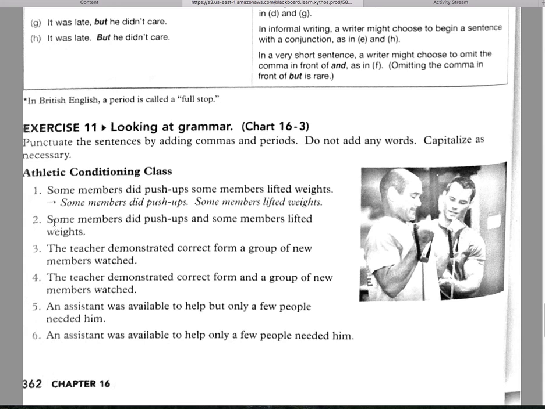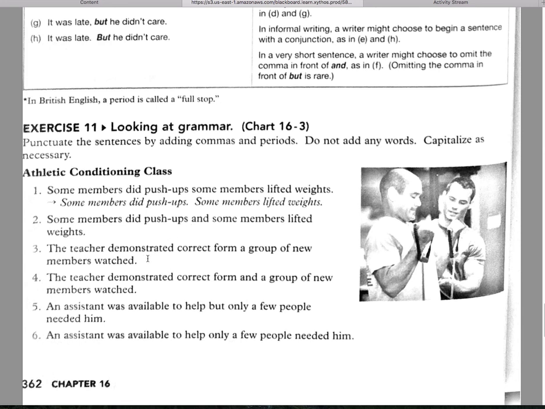Number 2. Some members did push-ups and some members lifted weights. I would put the comma right here. Okay? After push-ups, before the conjunction and. If you omit it, that's also correct, but it's not as common. It's better to have that comma because you're connecting two independent clauses with a conjunction, okay?